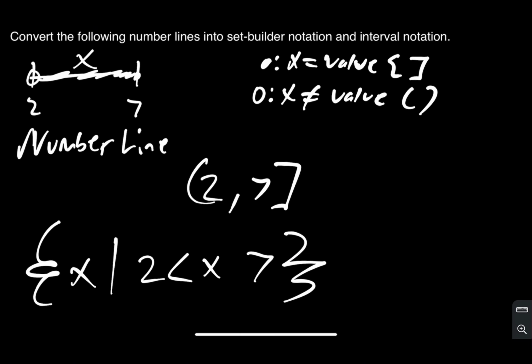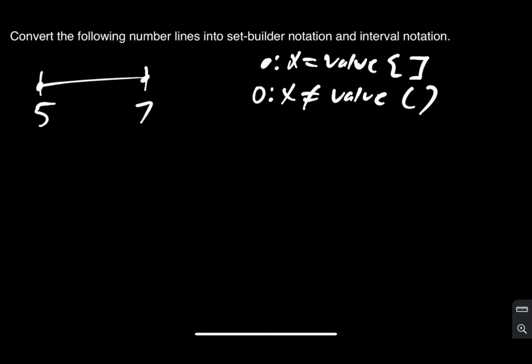For 7, we have a shaded endpoint, and x is to the left of 7, so x is less than 7. But we have a shaded endpoint, so that means x can be exactly 7 as well. So we have to include the equal to part. So x is less than or equal to 7. And that's your answer. Now, what about this number line?